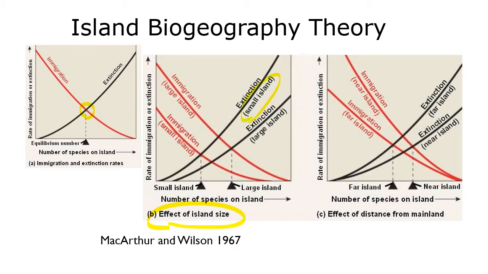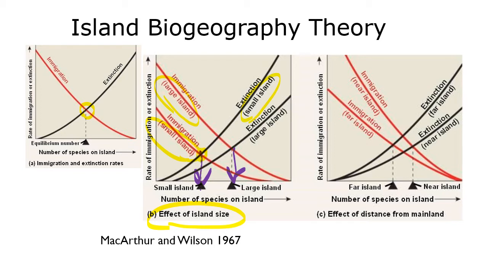And we also expect immigration rates to be higher on large islands, because you've got a bigger target size. But the small island is a small target size, so the immigration rates are going to be lower. So if you have high extinction rates and low immigration rates, you're going to have a much lower number of species on small islands and more species on large islands, which we find.